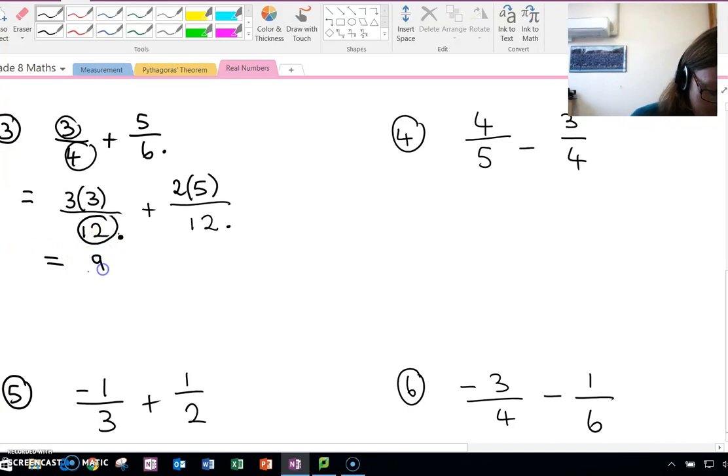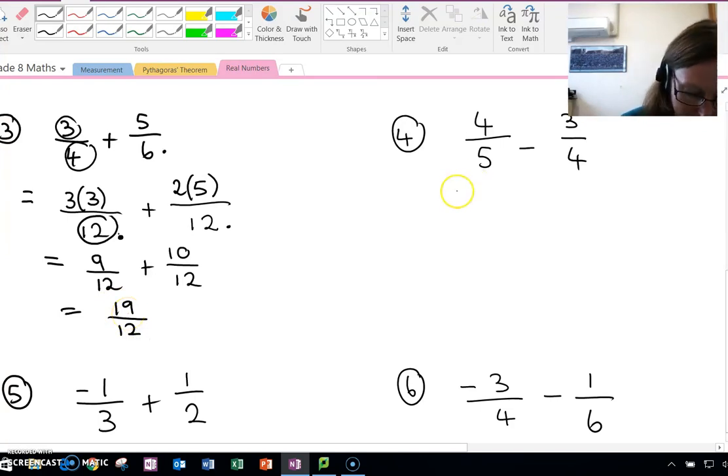3 times 3 is 9, so it's 9 over 12. 2 times 5 is 10, so it's 10 over 12. Now our denominators are the same, so we just add 9 plus 10 to give us 19, and we keep the denominator the same. Let's look at the next example. This is a subtraction, but the method is the same. We need to get a common denominator. So I need to think, what number do both 5 and 4 go into? And the lowest possible common denominator is 20.